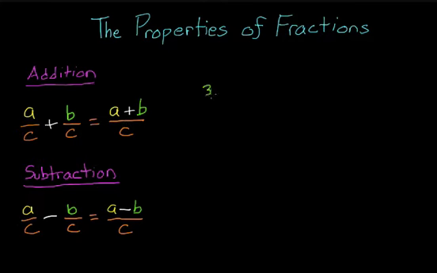Let's add 3/7 to 2/7. Now, does this expression match the form of this expression? Yes, we have a numerator over 7 plus another numerator over the same denominator 7. So 3 is our a, 2 is our b, and 7 is represented by c. So all we have to do is take the sum of the numerators, 3 plus 2, and we put it over 7, and that gives us 5/7.